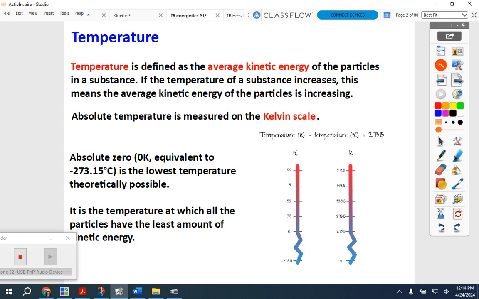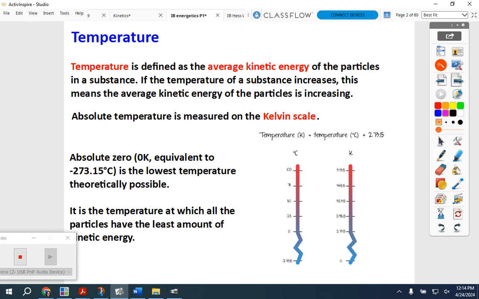We've already talked about temperature being the average kinetic energy. I did want to mention that we do use Celsius, but more in science we use Kelvin, which is just another scale for temperature. It's actually very similar to Celsius. The scale is exactly the same, in that a difference of 1 Kelvin is the same as a difference of 1 degree Celsius.